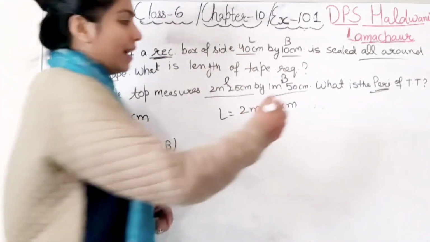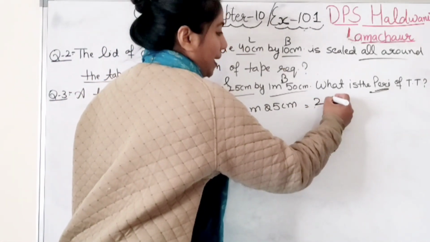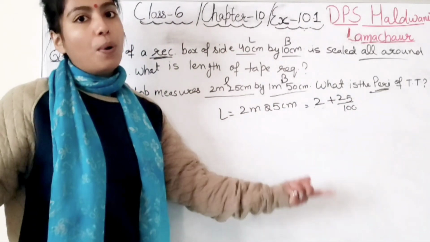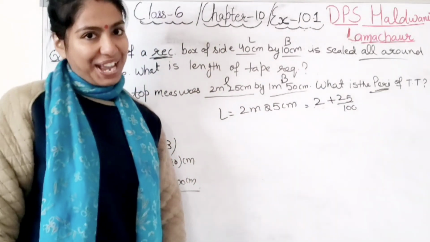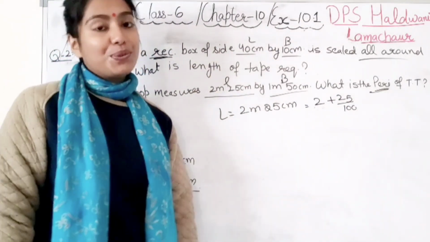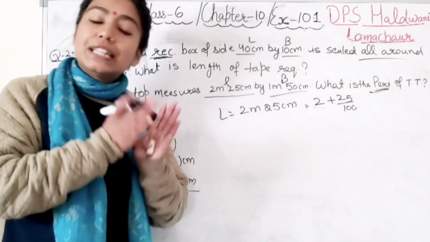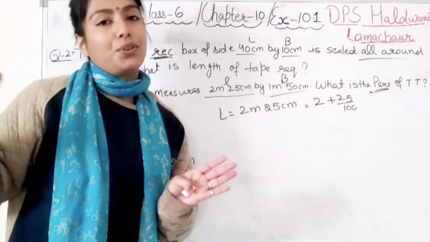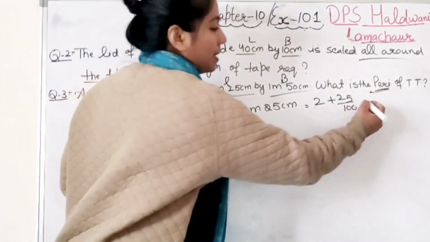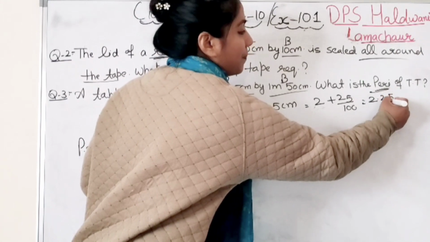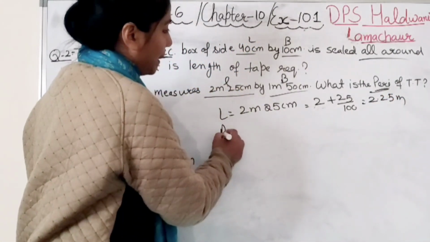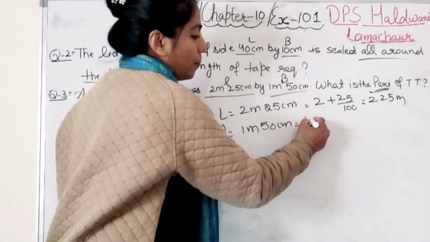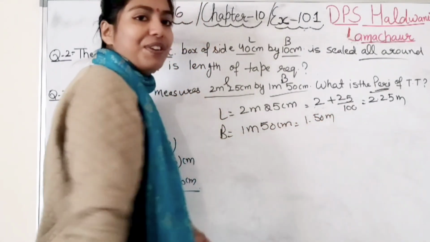Right? 2 meter 25. It means 2 plus 25 upon 100, because 1 centimeter is equal to 1 upon 100 meter. Everyone knows. So that is why I used to say learn all the basics in the junior classes, so that the same thing is used further in your classes. Right? So now see, it would be 2.25 meter. In the same manner, breadth is 1 meter 50 centimeter. That is 1.50 meter. Everyone knows how?